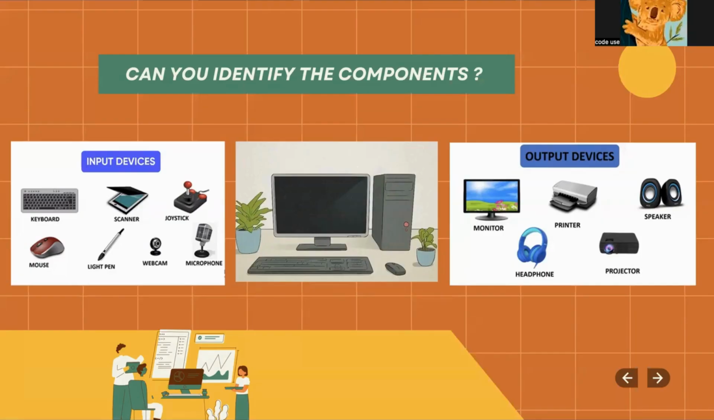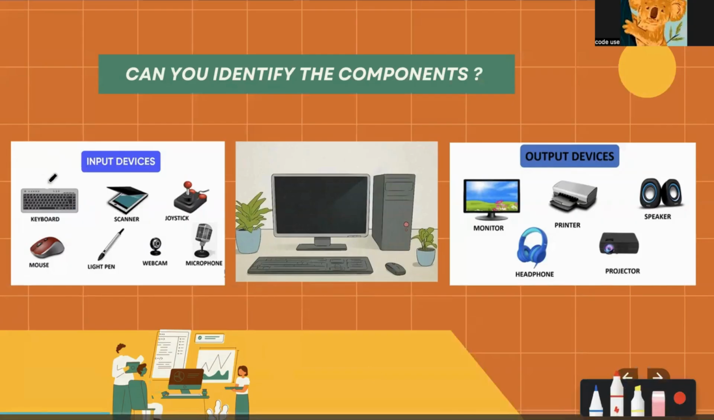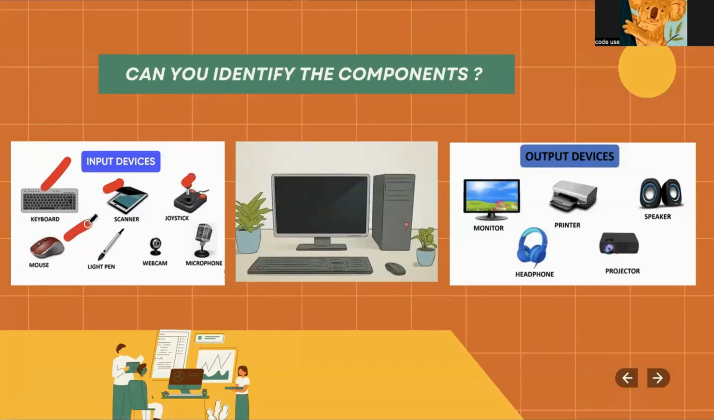So input devices are considered to be the keyboard, the scanner, joystick, mouse, light pen, webcam, and microphone. That is because these are all giving inputs to the system. With the keyboard, whenever we're typing, we are giving input to the system. But what happens? Output is displayed in the form of a monitor. So we get the output on the monitor. It is displayed on the screen. Next, so these are the input devices.